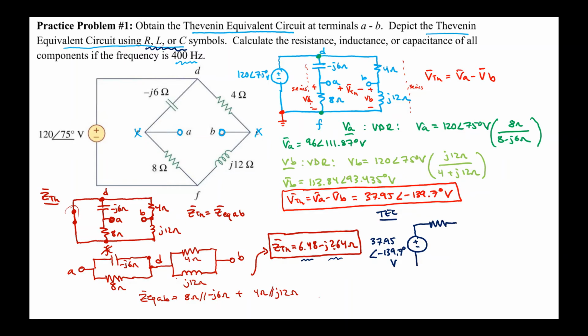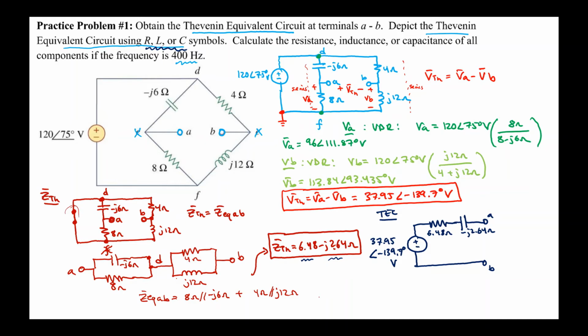In the imaginary part, we need to look at the sign. Since it's a negative j, we know that it's capacitive, and we can draw a capacitor like so. I can associate the 6.48 ohms with the resistor and the minus j2.64 ohms with the capacitor. That'll sit between A and B in series with the voltage source.